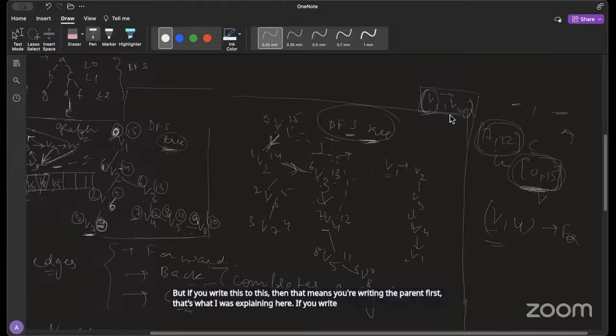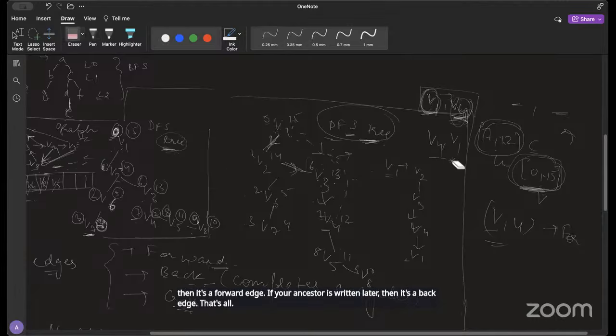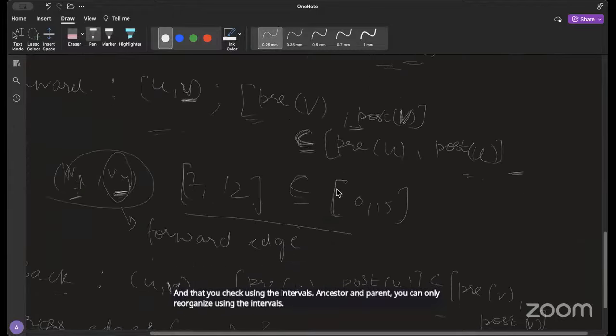If you write the ancestor first and then the child, that is, this vertex later, then it's a forward edge. If your ancestor is written later, then it's a back edge. That's all. And you check that using the intervals. Ancestor and parent you can only recognize using the intervals.